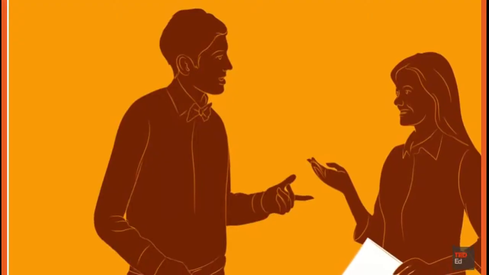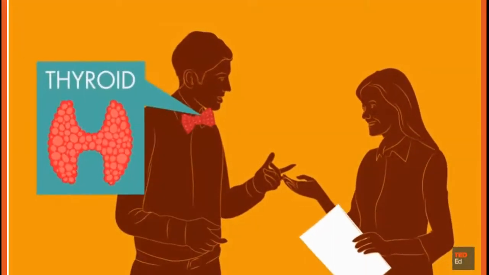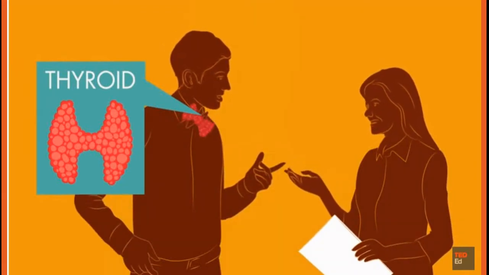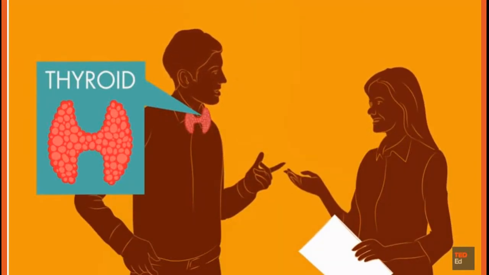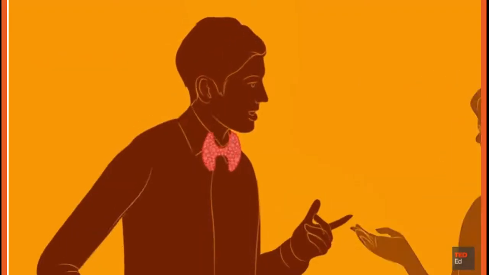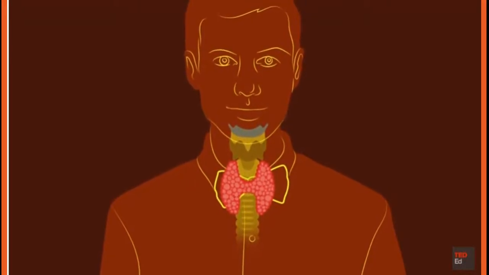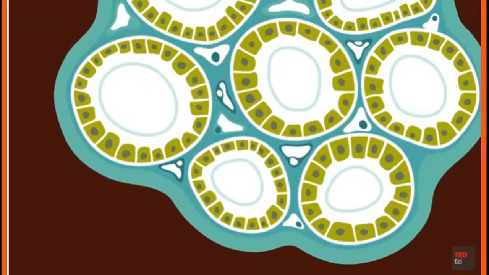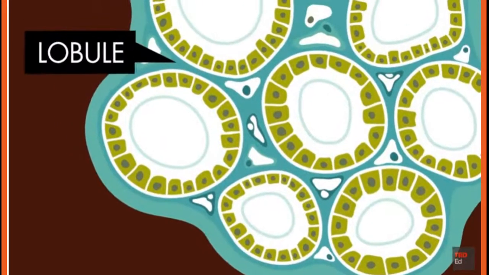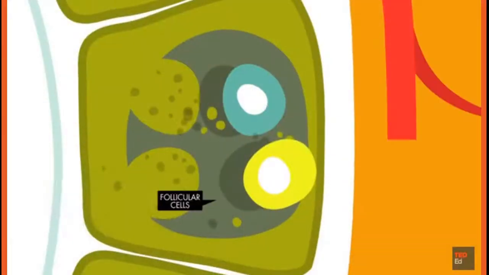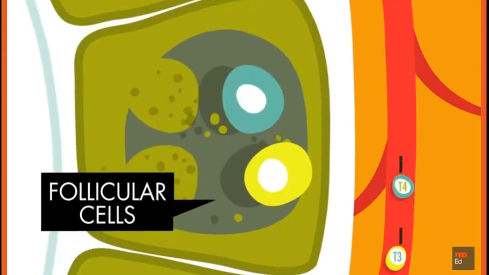Nestled in the tissues of your neck is a small, unassuming organ that wields enormous power over your body. It's called the thyroid. Like the operations manager in a company, its role is to make sure that the cells in your body are working properly. It does that by using hormones to deliver messages to every single one of them. This high-ranking organ is made up of lobules that each contain smaller cells called follicles, which store the hormones the thyroid sends out into your blood.